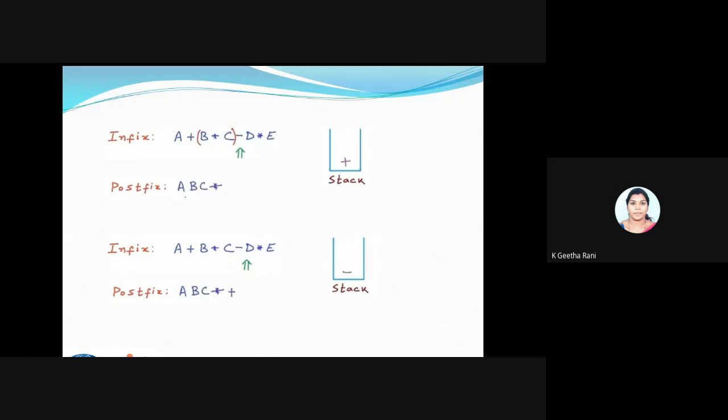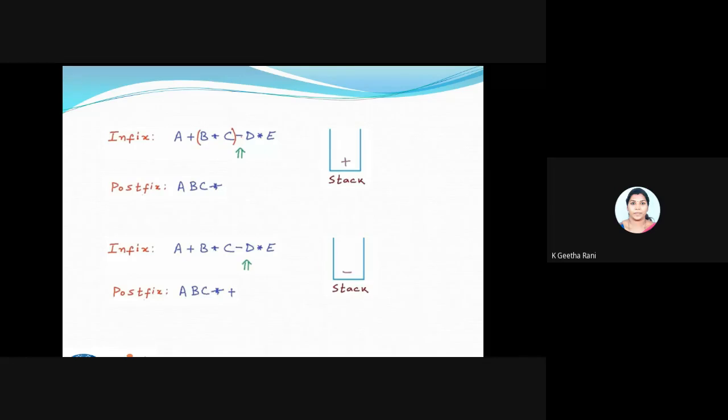You can see here A, B, C star. Again my minus and my plus. Always I'll go for addition, then comes my subtraction. So again my minus has a lesser priority than my addition. I will pop the operator from the stack and store it inside my postfix. That is done here. So A, B, C star plus.